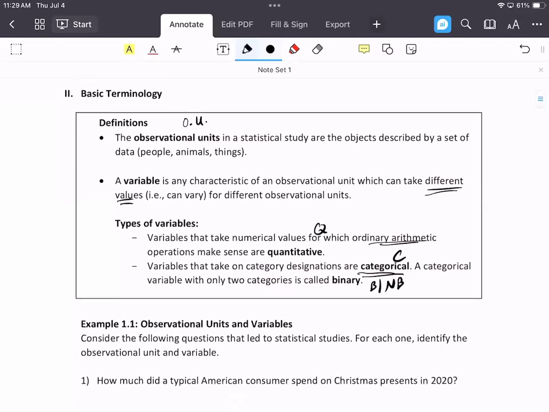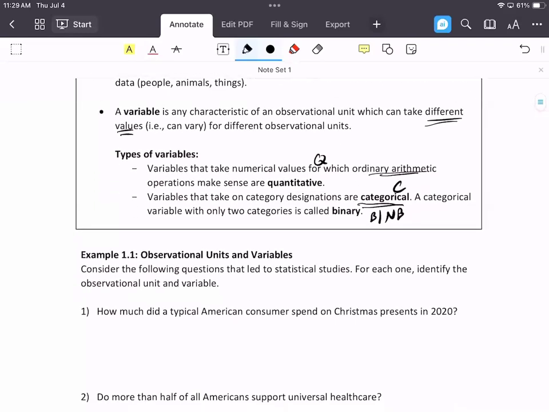So let's do an example. For each of these questions, they did lead to statistical studies. For each one, we're going to identify the observational unit and the variable. So the first question, how much did a typical American consumer spend on Christmas presents in 2020? Alrighty. Well, we're asked to identify the observational unit and the variable.